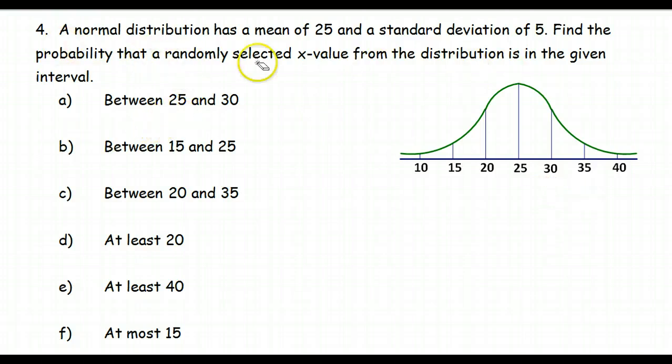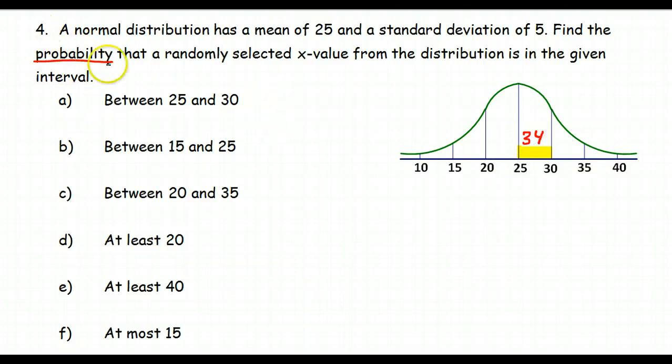So, find the probability that a randomly selected x value will be in the given interval. So between 25 and 30 would be from here to here. All right, that's one of the numbers that we've memorized to be 34%.